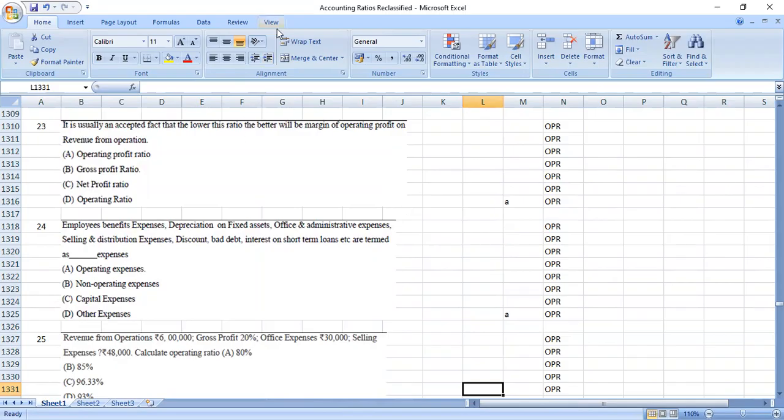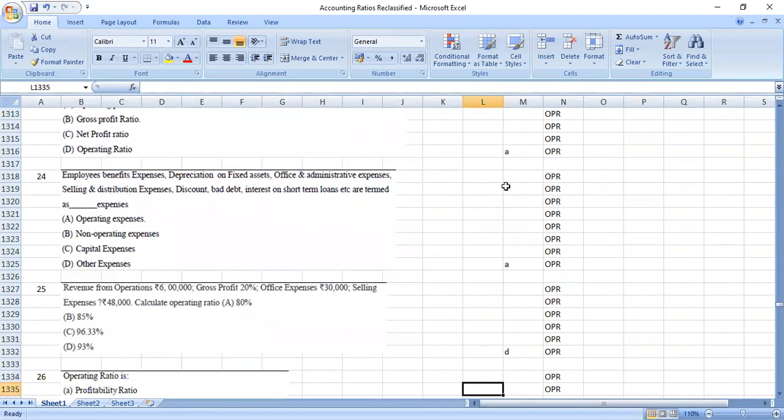If the ratio is lower, the operating profit ratio will be higher. We all know that operating profit ratio plus operating ratio is equal to 100. So if the operating profit ratio is higher, this has to be lower. If this is higher, this will be lower. Simple maths, my dear children. If you don't understand, please comment.